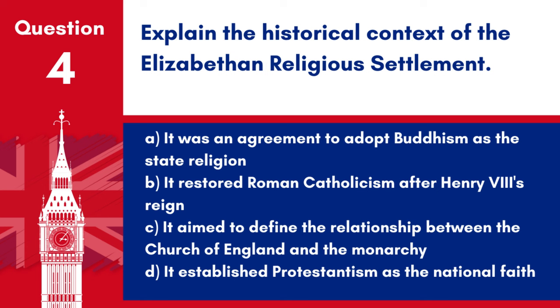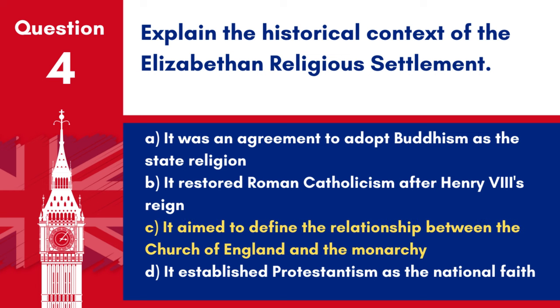Question 4. Explain the historical context of the Elizabethan religious settlement. A. It was an agreement to adopt Buddhism as the state religion. B. It restored Roman Catholicism after Henry VIII's reign. C. It aimed to define the relationship between the Church of England and the monarchy. D. It established Protestantism as the national faith.